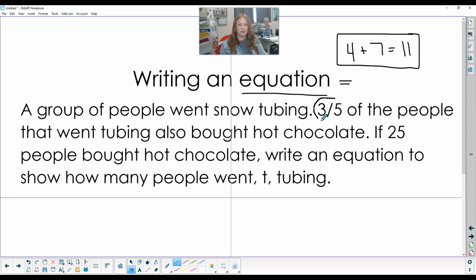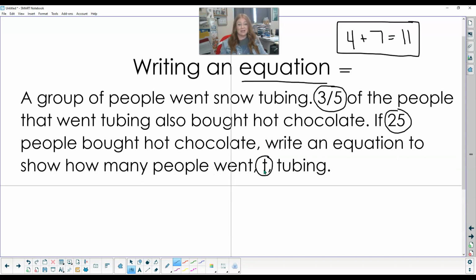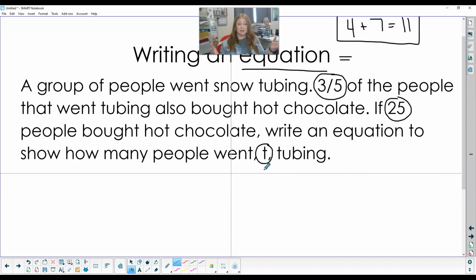In this case, we've got 3/5. We have 25 people and we have this T for tubing. Those are the things I need in my equation. One of those needs to be on an opposite side. So I'm going to start thinking through this. I have the people that went snow tubing, T for snow tubing, and I have people that got hot chocolate. Somehow I have to balance these out.